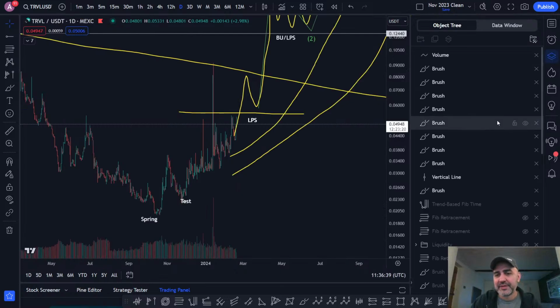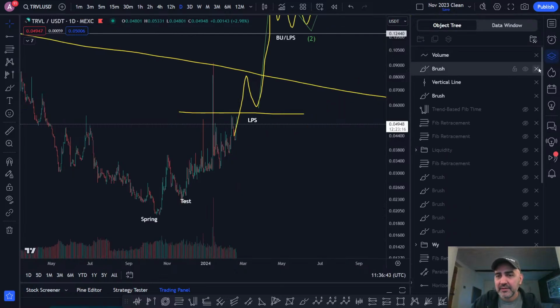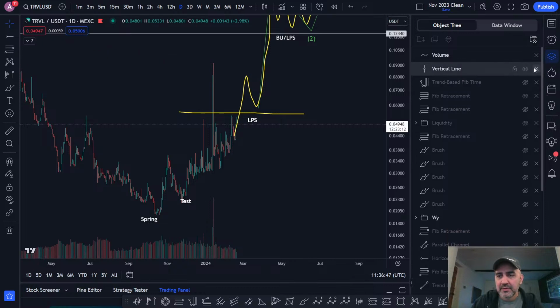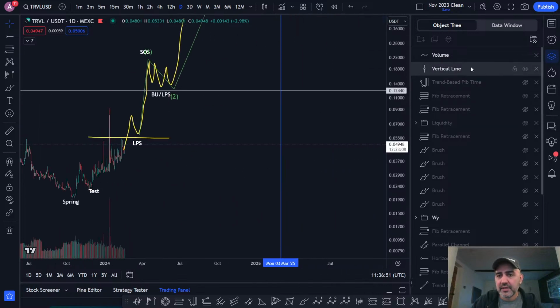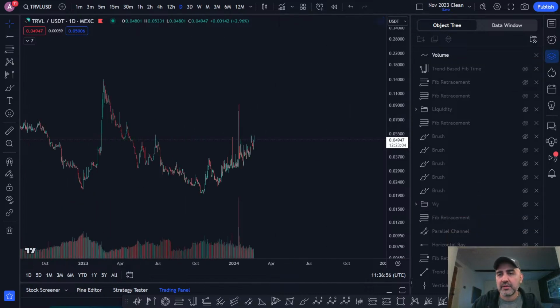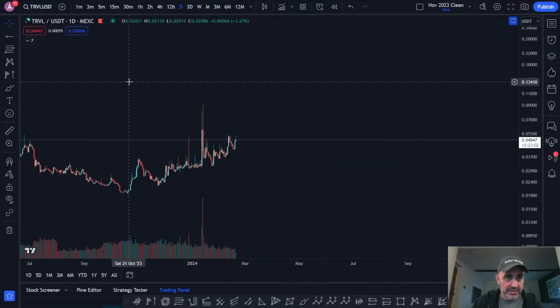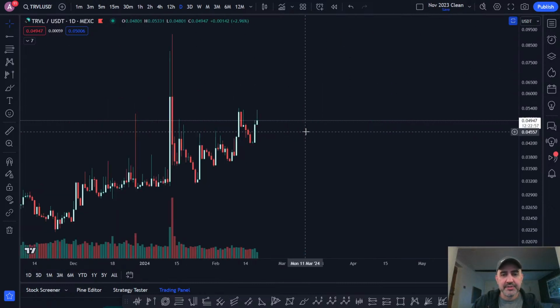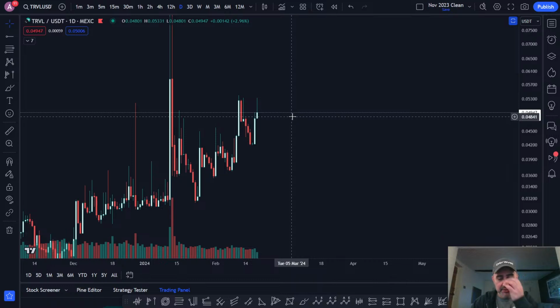Let me get rid of all of this stuff. I can delete all that now. It's there. I'll put that into my Wyckoff and hide that. All right. So I'm looking at the MEXC chart. So I actually haven't looked at this chart today.